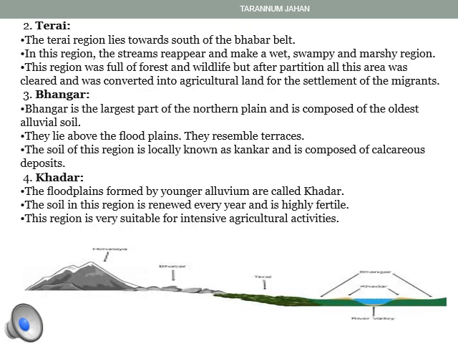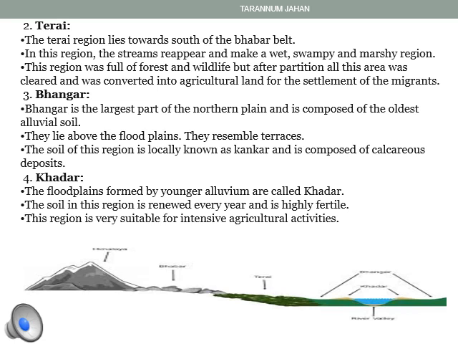Now the next is Tirai. After Bhabar there is Tirai region. The Tirai region lies towards the south of Bhabar belt. Just below the Bhabar belt we find the Tirai region. In this region the streams reappear and make a wet, swampy and marshy region. It's nothing but a very muddy area, wet muddy area.